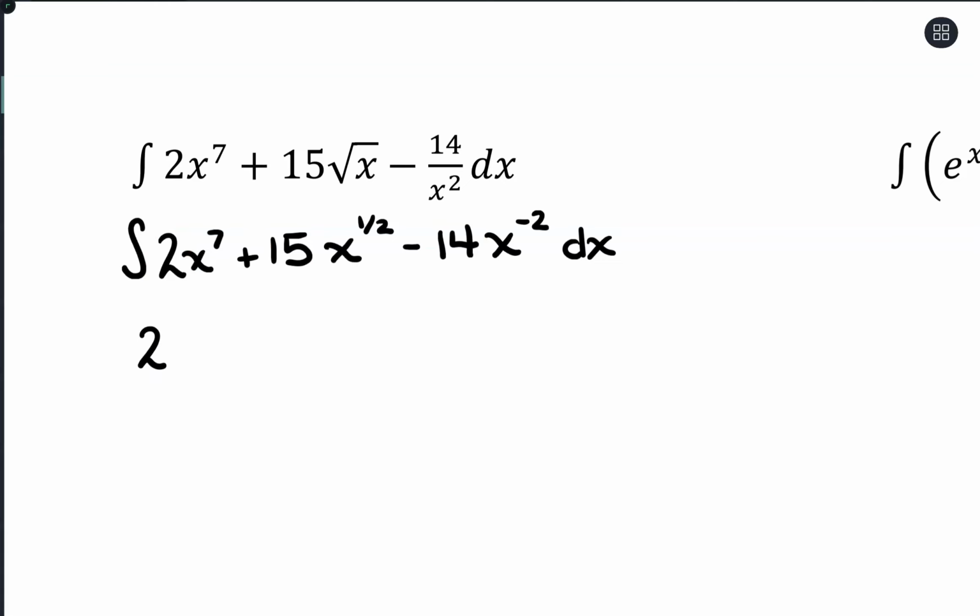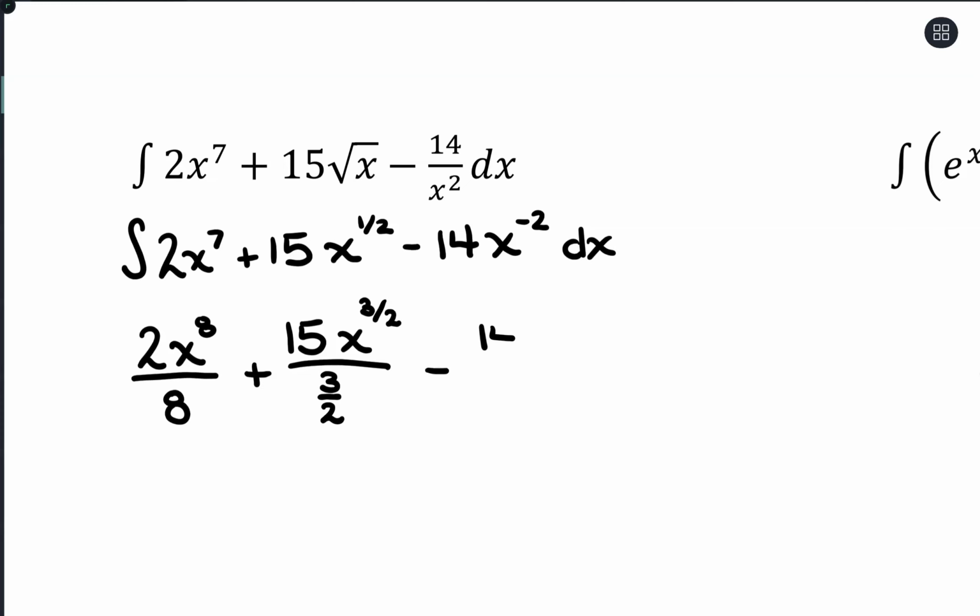So I'm going to keep the 2, and I'm going to have x to the 7 plus 1, which is 8, over 7 plus 1, which is 8. Plus, that 15 keeps hanging out. We'll have x to the 1/2 plus 1, so x to the 3/2, divided by 3/2. And then minus 14, x to the -2 plus 1, which is -1, over -1. Plus c at the end.